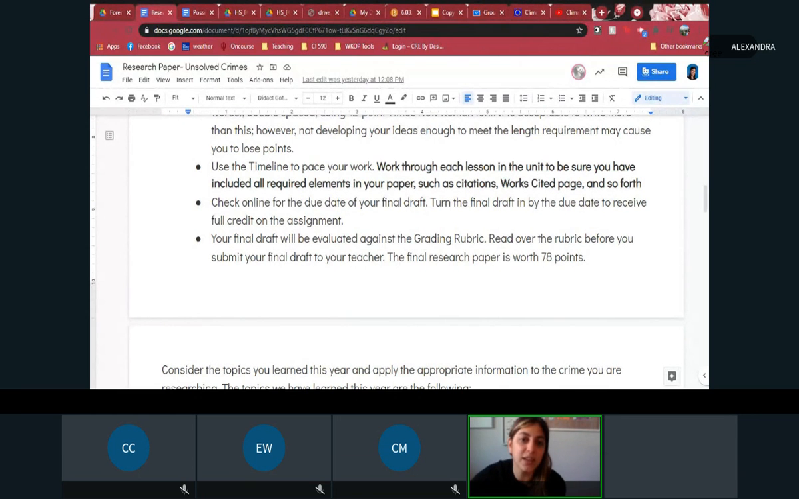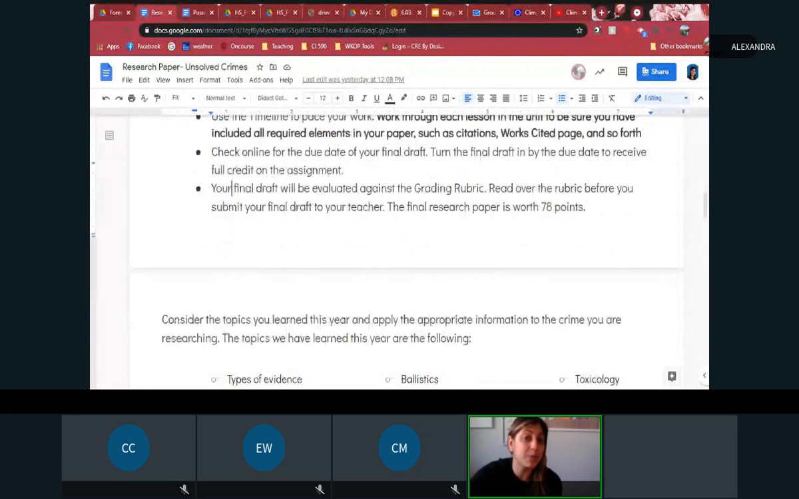Then you've got to check online for the due date for your final draft. That is Thursday, April 22nd, which is next Thursday. You're going to turn in the final draft by the due date in order to receive full credit. Of course, if circumstances come up, talk to me about it. And then your final draft will be evaluated against the grading rubric, which is posted above. Oh, excuse me, it's 78 points, not 73.